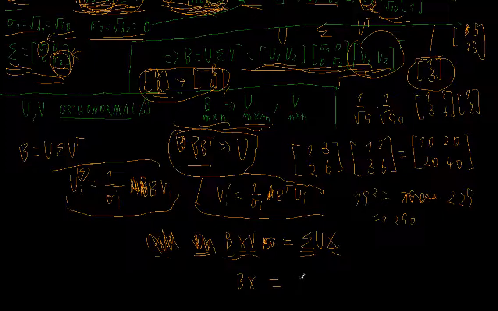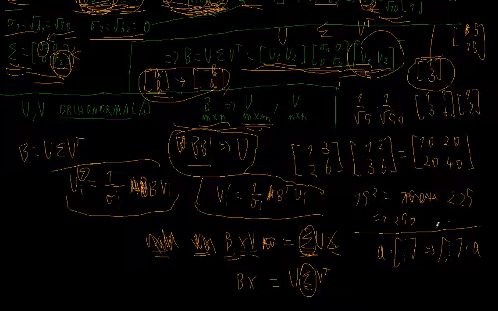Bx is equal to U sigma V transpose x. The sigma here is in the middle, but remember that sigma contains singular values, which are simply scalars for each vector V sub i, so you can put them in front or after, it doesn't matter. If you put the scalar a times some vector, it's the same thing as the vector times a. I hope you see what I mean.